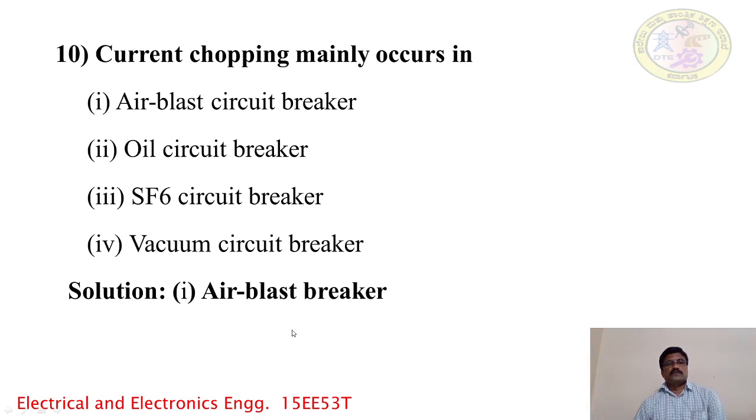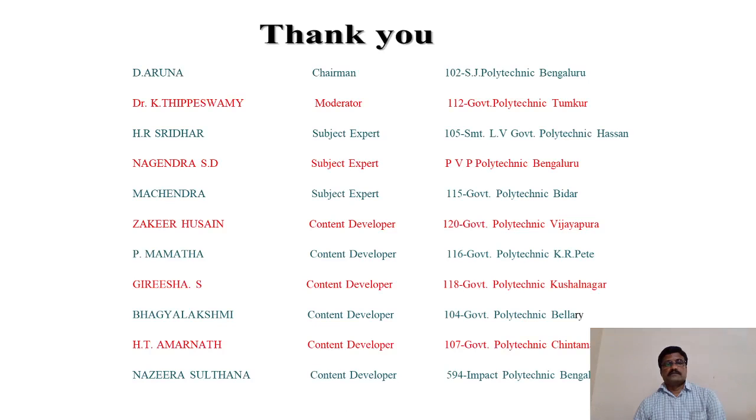So current chopping mainly occurs in air blast circuit breaker. So this was some important information regarding the maintenance of different types of circuit breaker. So thank you.